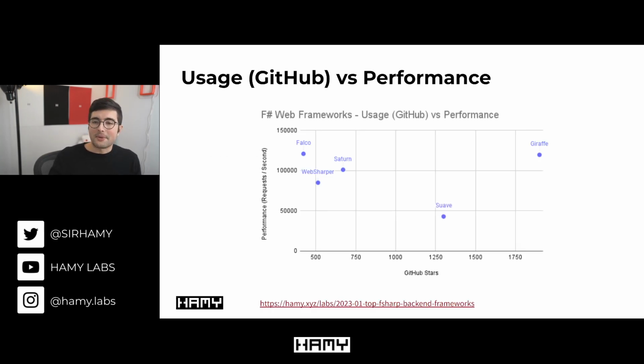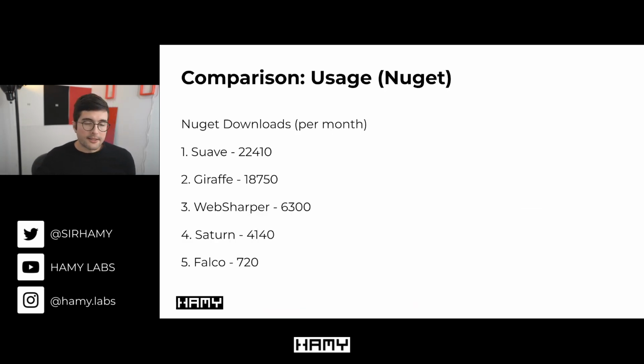And the cool thing is, now that we have both a usage and a performance metric, we can start graphing it, and we get to see a view of the landscape a little better. Here on the right, we have Giraffe, which is outperforming most of these in both performance and GitHub stars. Suave has a lot of stars, but really isn't performing well at all. And then finally, we have this cluster over here that's used a little bit and performs fine: Falco, Saturn, and WebSharper.